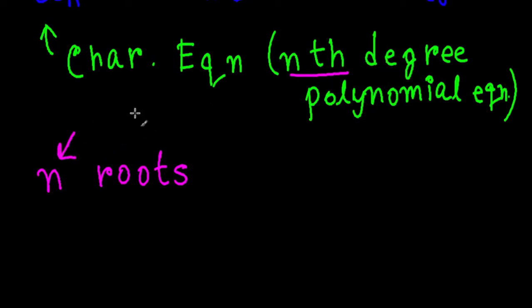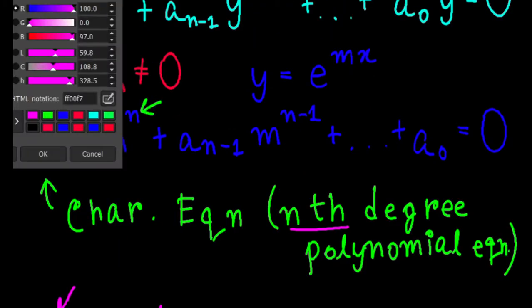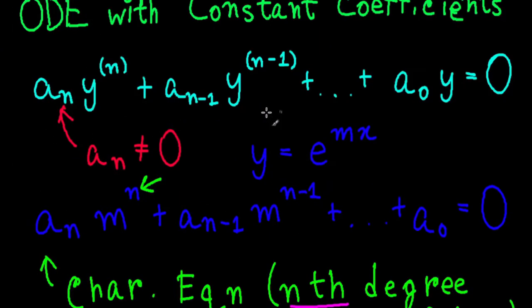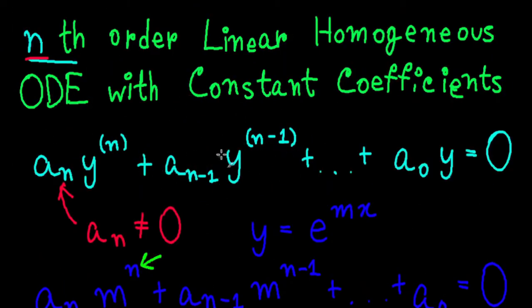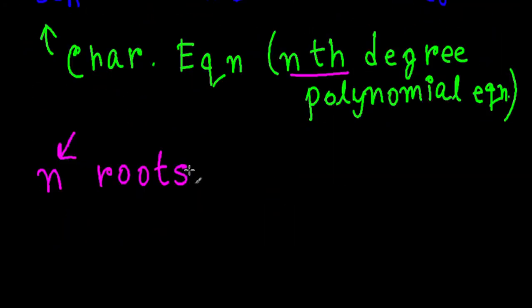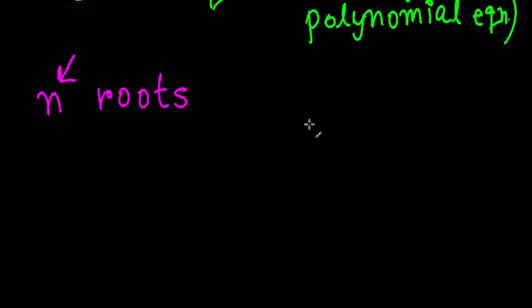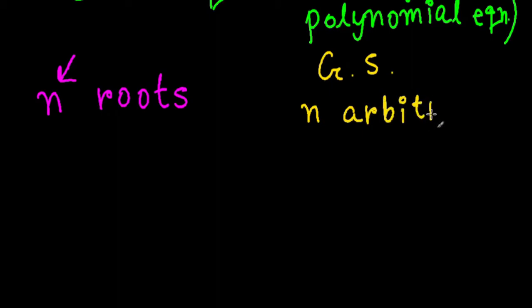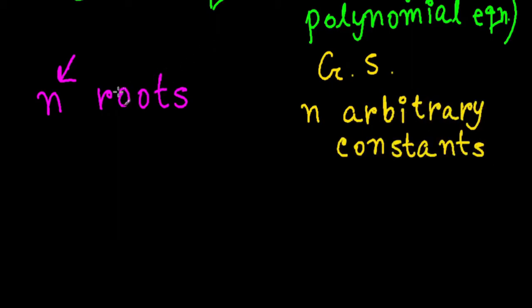Now, we also know that since this is an nth order differential equation, the general solution must have n arbitrary constants. So your characteristic equation must have n roots, and the general solution of your differential equation has n arbitrary constants.